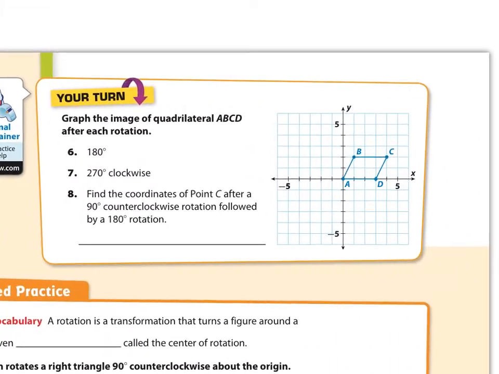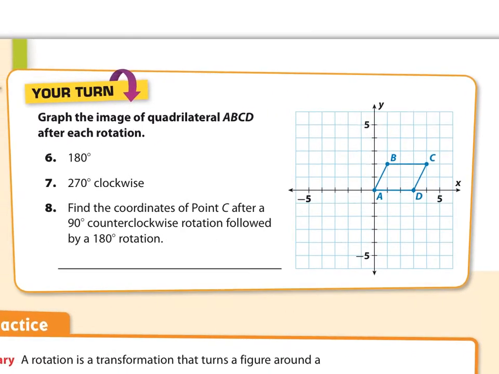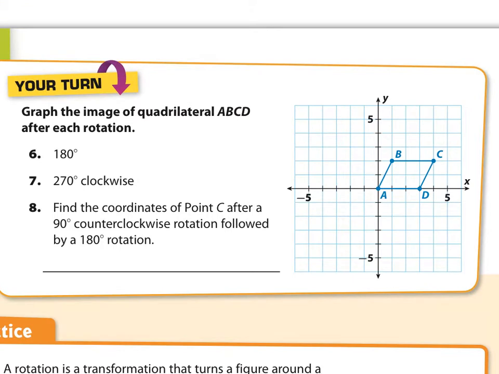And number 6, 7, and 8. So we're going to graph the image of quadrilateral ABCD after each rotation. And we have 180 degrees. And I guess it doesn't matter which way, right? 180 degrees, think about it. If you went clockwise as opposed to counterclockwise, you end up with the same thing. 270 degrees clockwise.